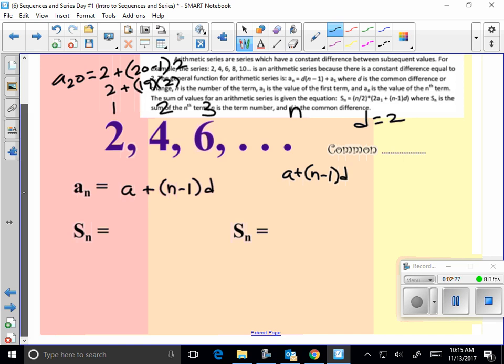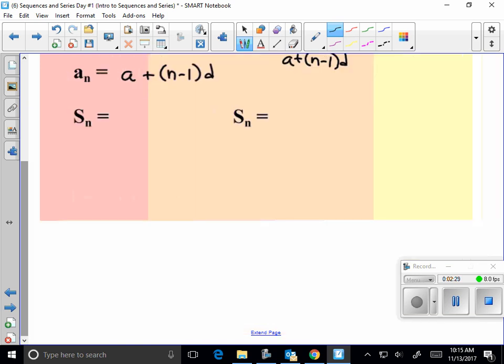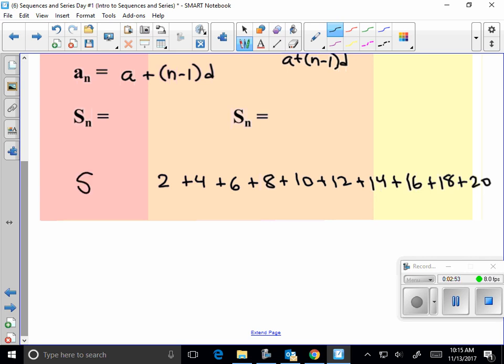Now, if I'm looking for the sum of these terms, I have 2 plus 4 plus 6 plus 8 plus 10 plus 12 plus 14 plus 16. Let's go out to 10. How many am I at? Plus 18 plus 20, right? That's the first 10 terms, I think. If I wanted the sum of the first 10 terms without actually adding them up, what could I do to shortcut it?